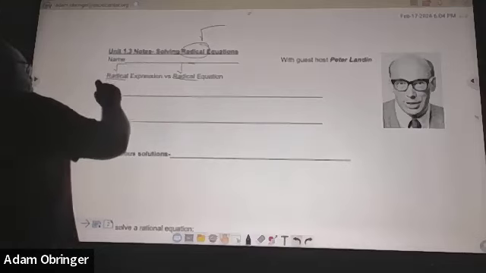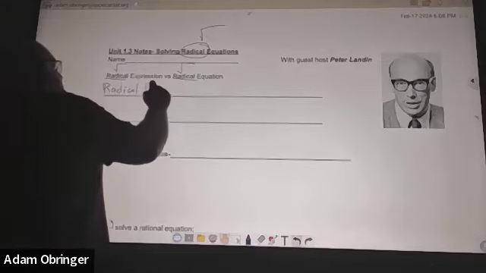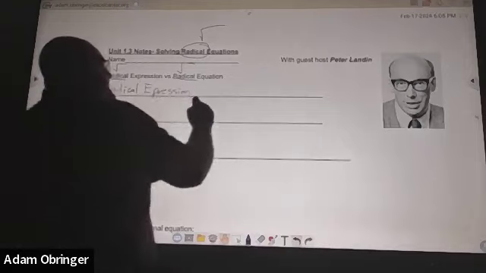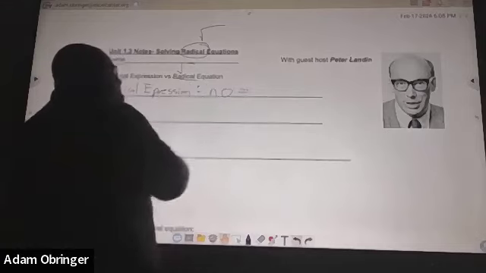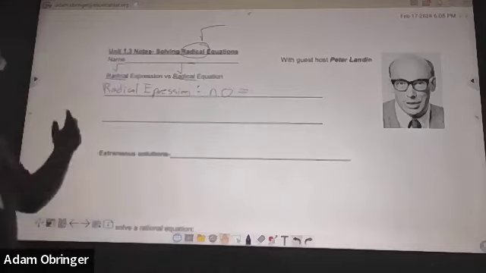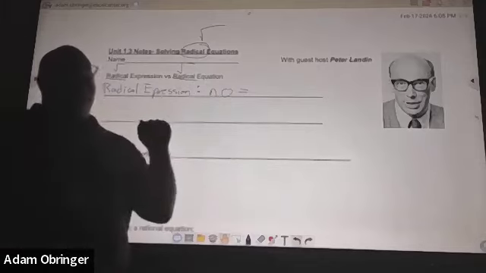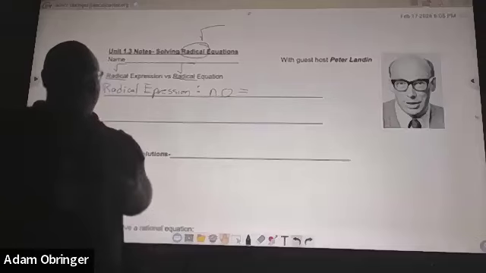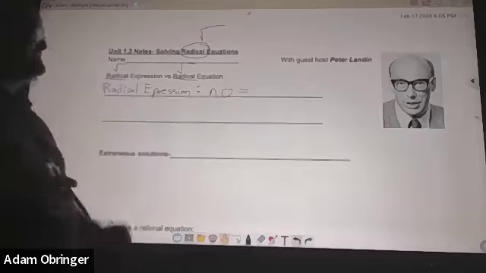So a radical expression is something that has no equal sign. No equal sign whatsoever. An expression is just a statement. Like me saying the wall is orange, the table is white. It doesn't require a response from you. A statement is just something that exists on its own.